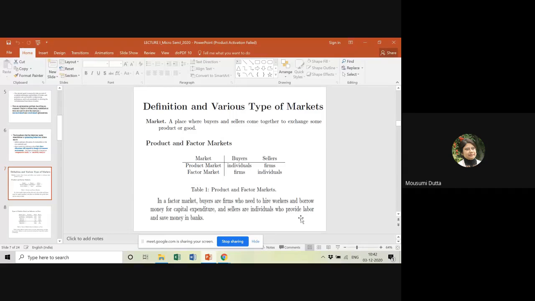So there is a circular kind of flow between the product market and the factor market. The individuals, as you are getting from the table, who are buyers in the product market, become sellers in the factor market, earning the money by selling the resource, and going to the commodity market to buy the commodities. So there is a circular relation between the commodity market and the factor market.